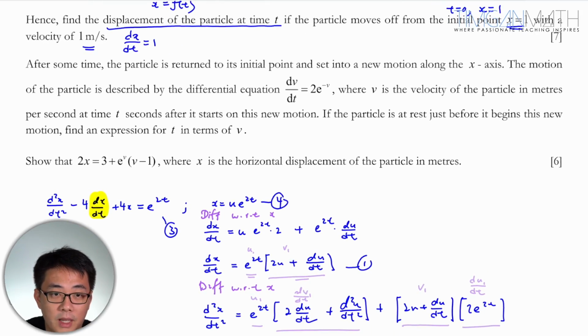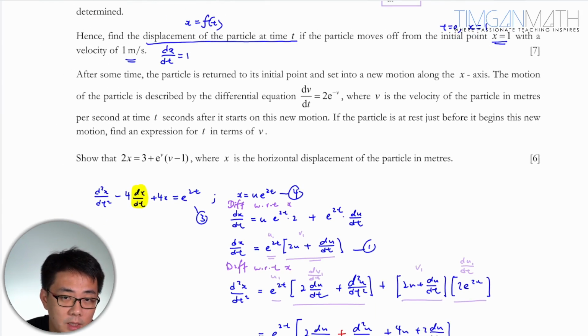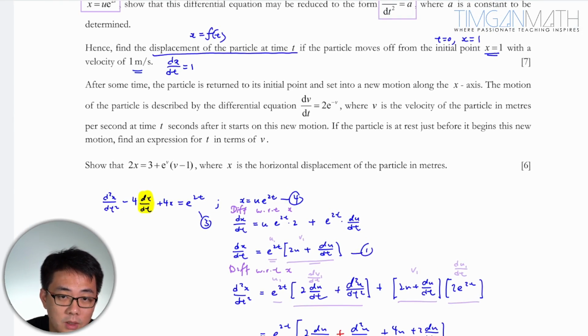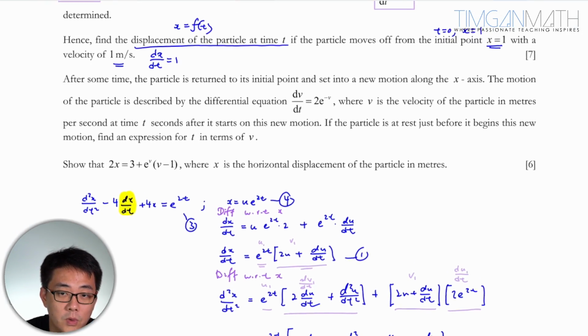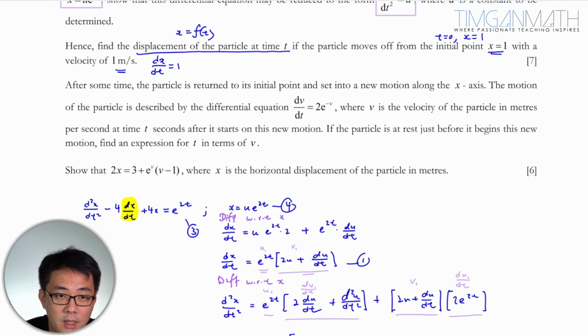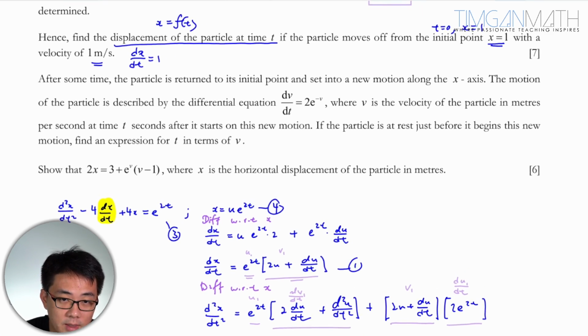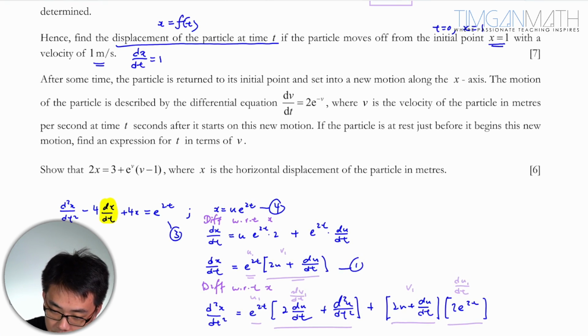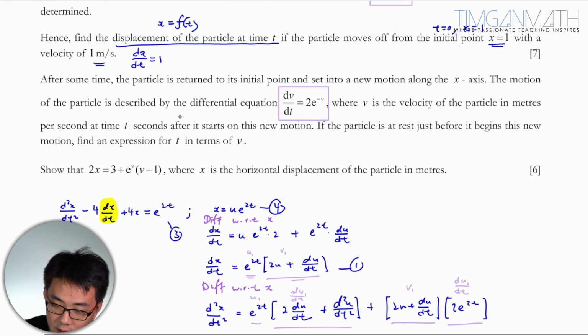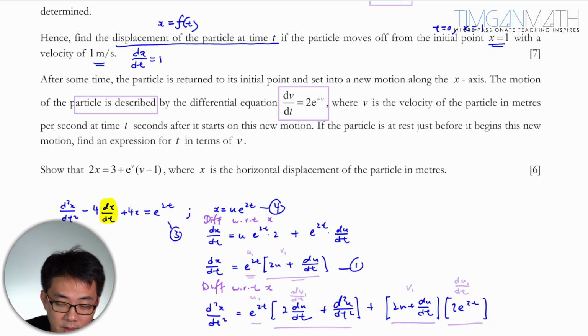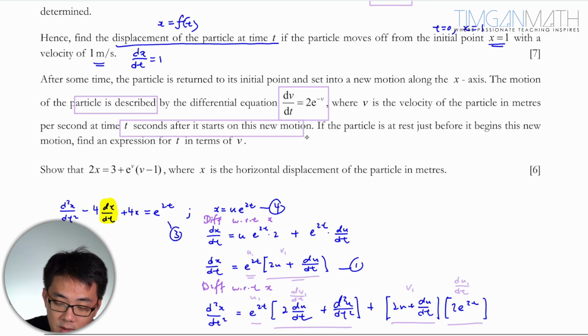Let's look at the subsequent one. After some time, the particle is returned to its initial position and set into a new motion along the x-axis. The motion of the particle is described by this differential equation. It's a new motion, so it's different now, where v is the velocity of the particle in meters per second at the time t after it starts on its new motion. T after, so this is another t.